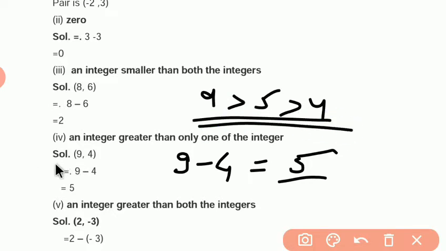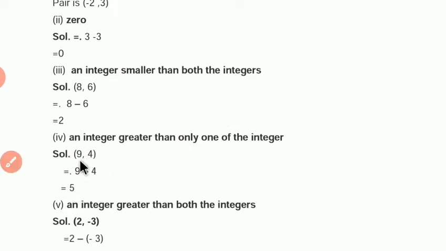An integer greater than only one of the integers. An integer means the answer which we will get. The answer should be greater than only one. Only one means any one integer. So you can see that 5 is greater than 4 and less than 9. So 9 minus 4 is equal to 5 is the answer.